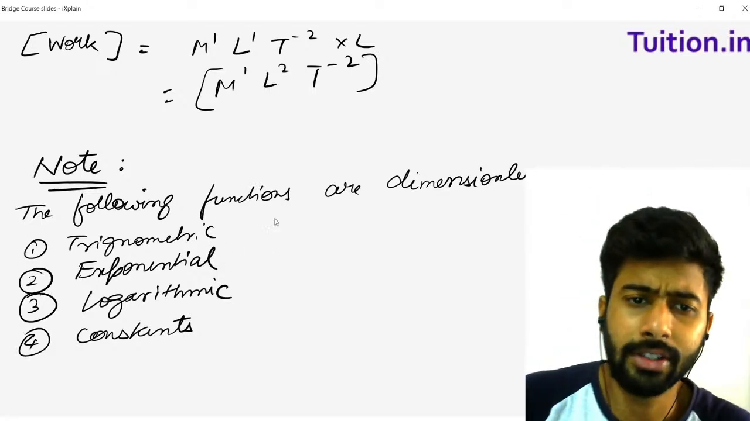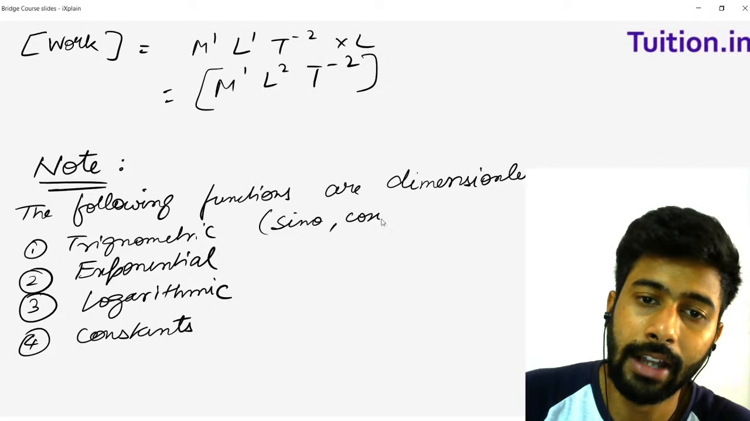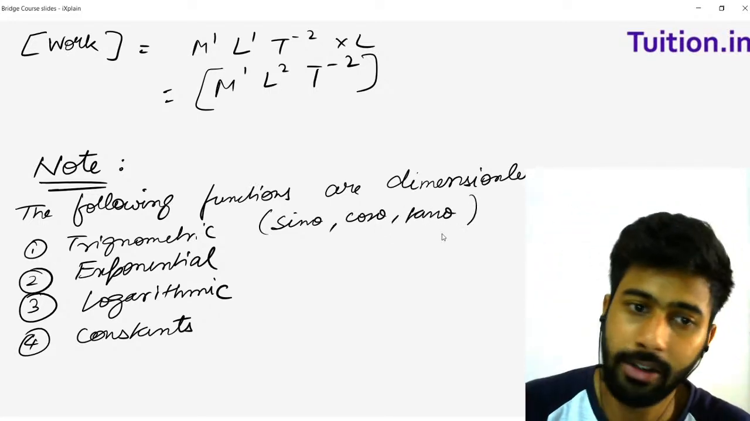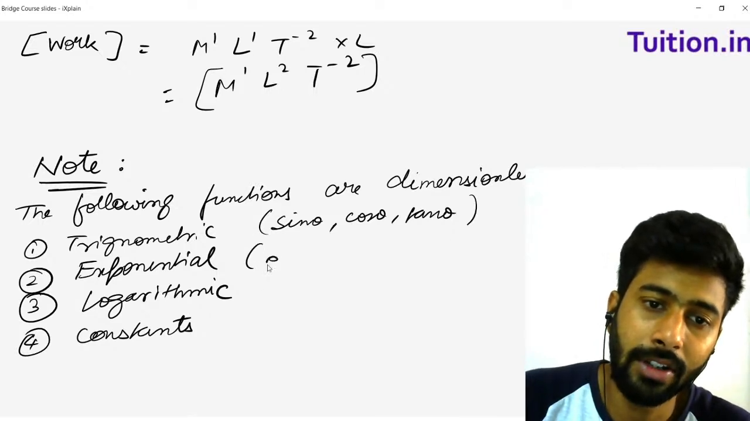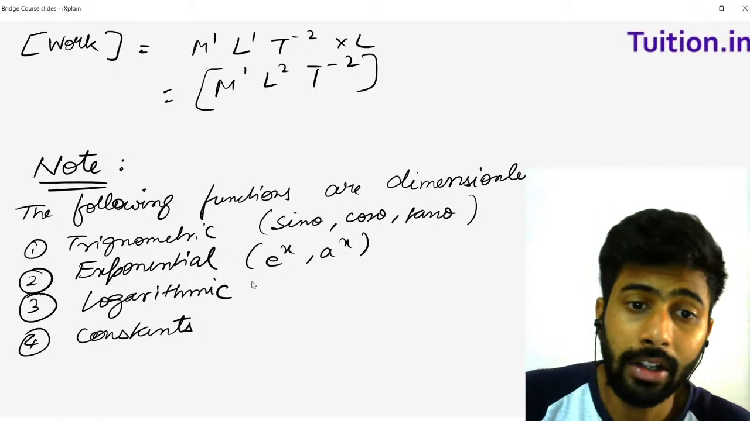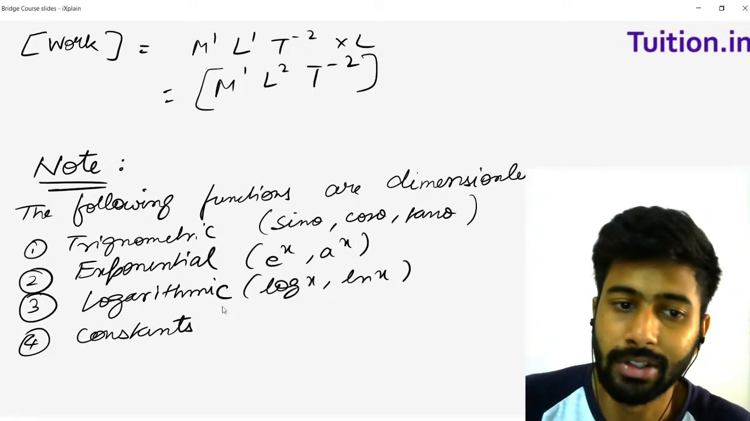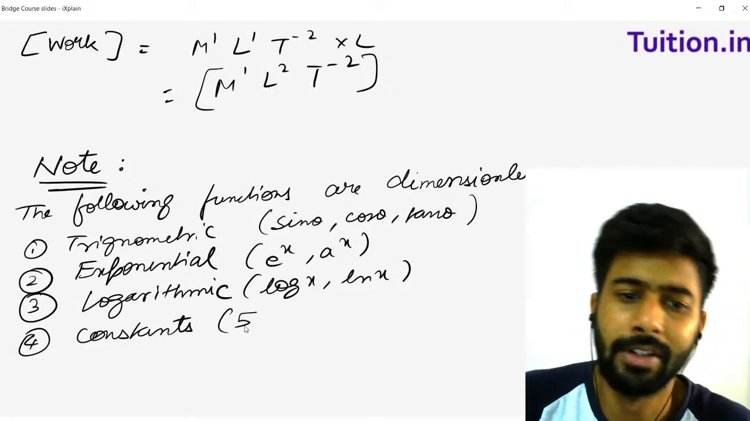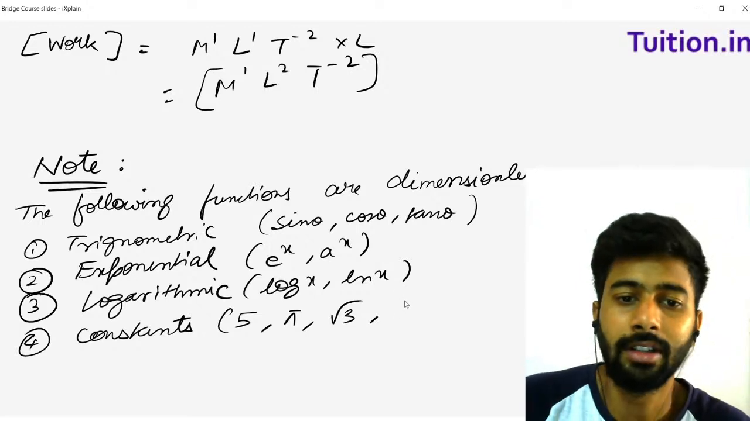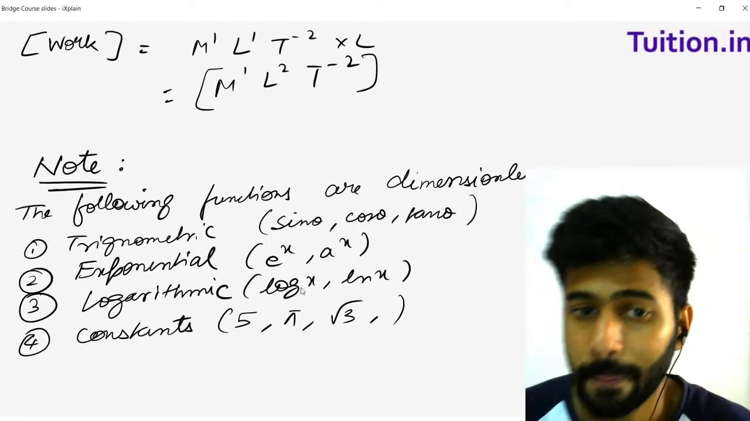So trigonometric functions are all your sine theta, cos theta, tan theta, cosecant theta, secant theta, cot theta. All these six are your trigonometric functions. Exponential functions are your e power x, a power x, these type of functions. Logarithmic functions are your log x, ln x, these functions. Constants are numbers, 5, pi, root 3. All these are constants. All these quantities do not have any dimension.